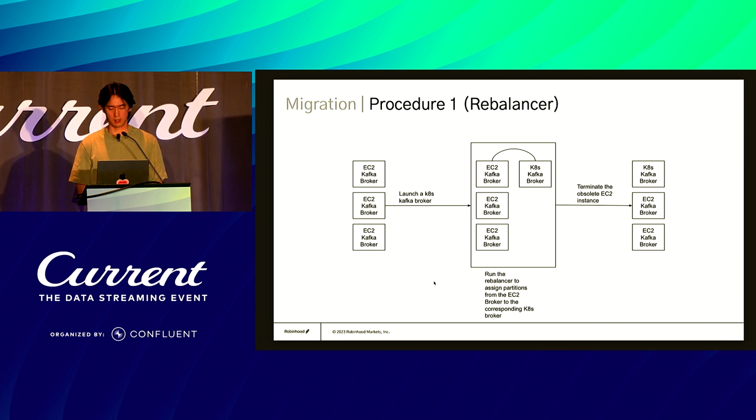And so basically you do a Kafka reassign partitions underneath the hood. There's no inter-AZ networking fees here either because you're moving data between the same AZ. And once that's all said and done, you just terminate the obsolete EC2 instance.